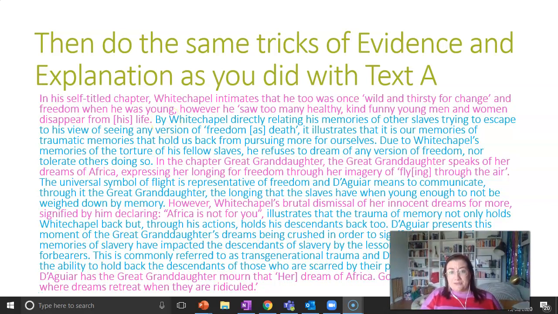By Whitechapel directly relating his memories of other slaves trying to escape to his view of seeing any version of freedom as death, it illustrates that it is our memories of traumatic experiences that hold us back from pursuing more for ourselves. Due to Whitechapel's memories of the torture of his fellow slaves, he refuses to dream of any other version of freedom, nor tolerate others doing so.